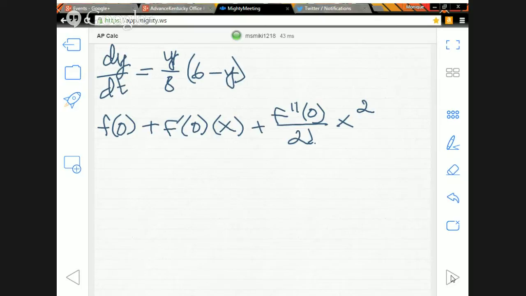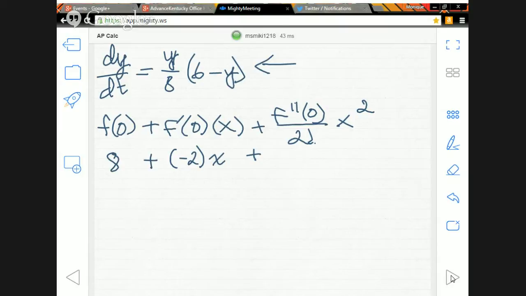Notice that since c is 0, I'm evaluating the function, the first derivative and the second derivative at x equals 0. And my x's are x minus 0, so that's why I'm just writing x. So I'm going to need f of 0, which they gave me, that's 8. I'm going to need f prime of 0. So I'm going to plug 8 everywhere I see y into this equation. So I get 1 times 6 minus 8, or -2.